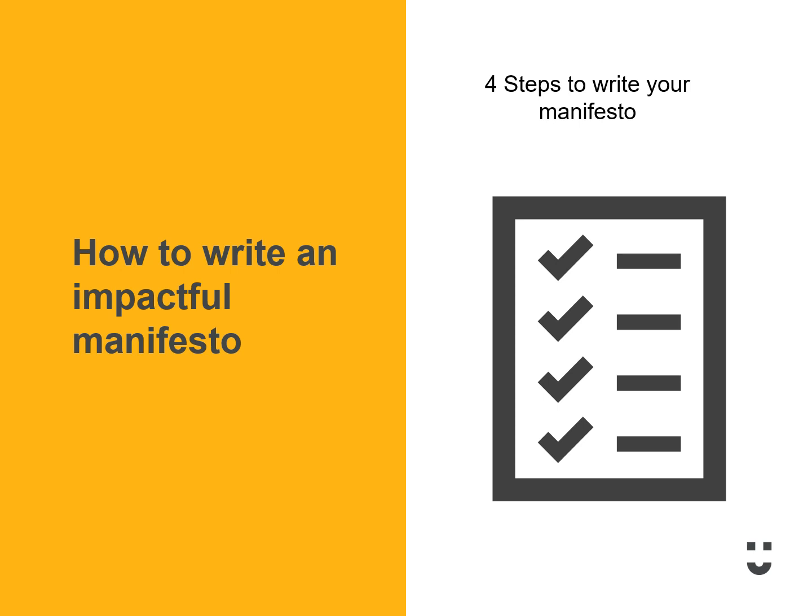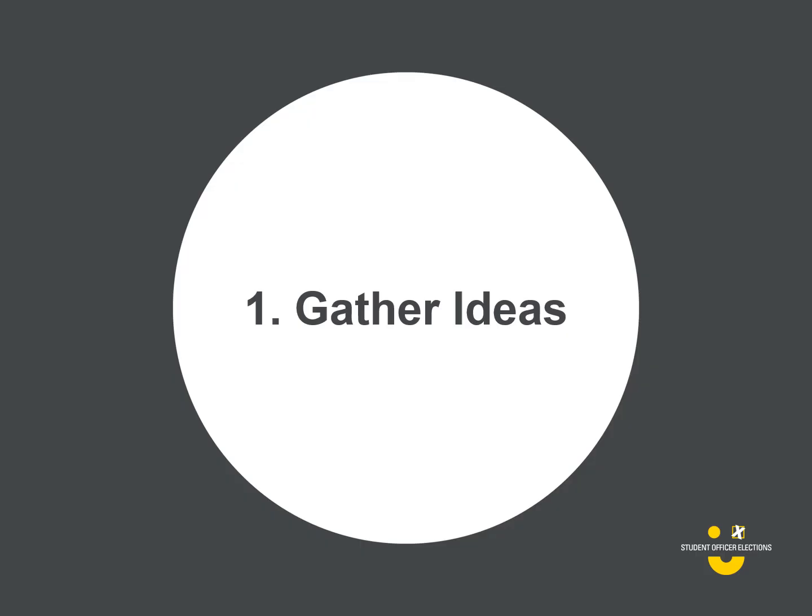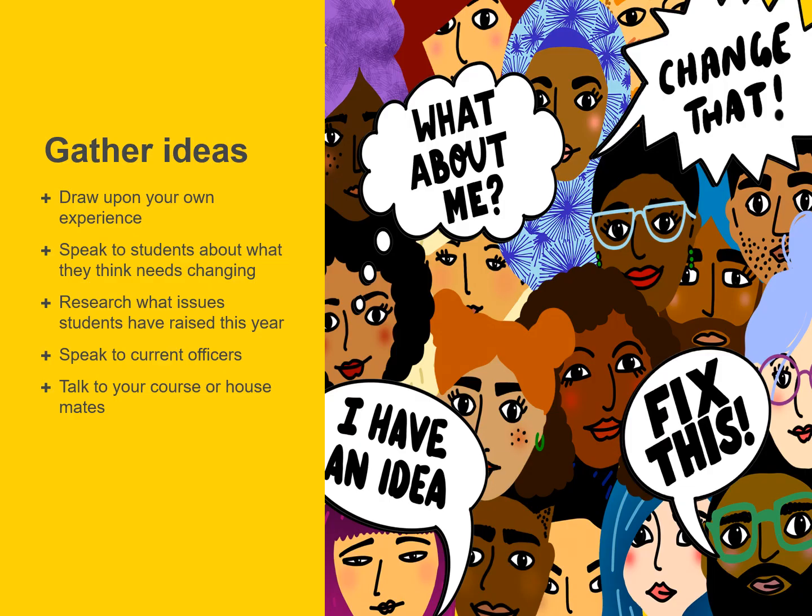Now we've clarified what a manifesto is, we'll get into the 4 steps you can follow to make your manifesto effective and impactful. Step 1. Gather ideas. Your manifesto should reflect what your motivations are for running in the election, and should also include ideas you have which you would like to implement if you are elected.